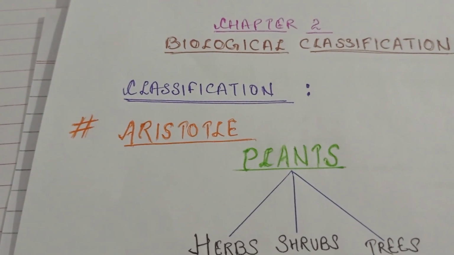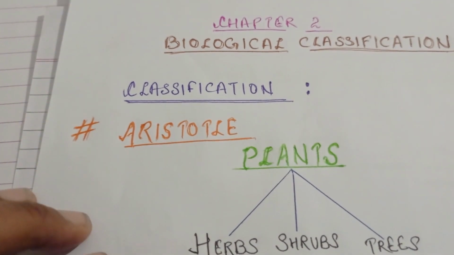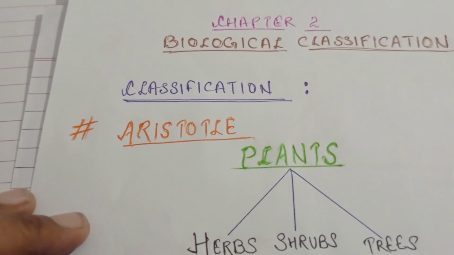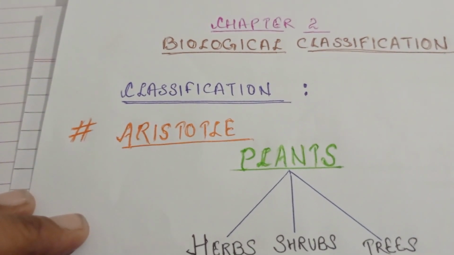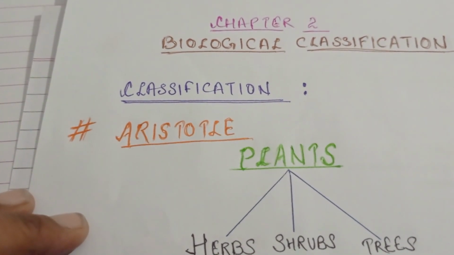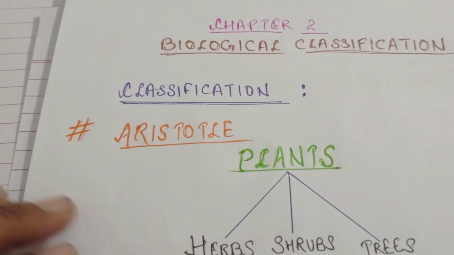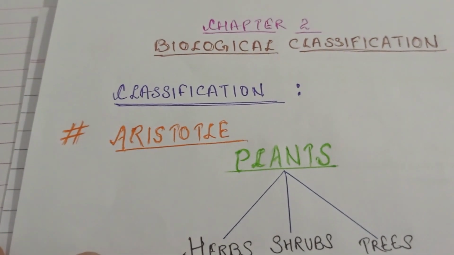Now today we will start the second chapter, that is Biological Classification. As we studied in the earlier chapter, because of the vast variety of living organisms, there existed a need for classifying them. And how was it done? Based on their characters. On the basis of the characters possessed by the living organisms, they were classified into various groups.